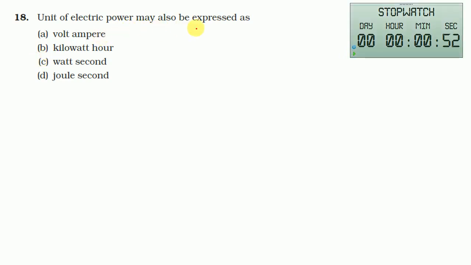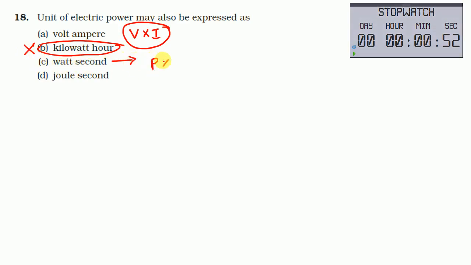Electric power may also be expressed as volt, V, ampere, I. Is this the formula for electric power? VI, voltage times current. Kilowatt hour, you know kilowatt hour? Kilowatt hour is the unit for electrical energy. This is wrong. Watt second, what is the unit of power? Power into time? The unit of power is not power into time.